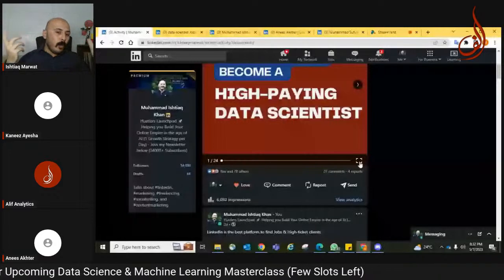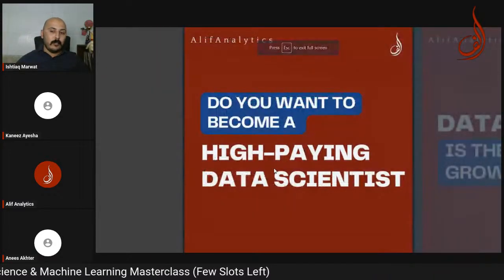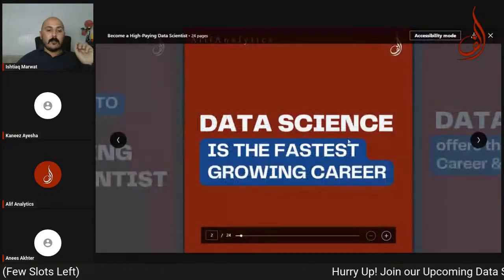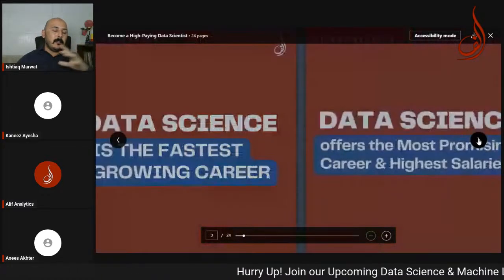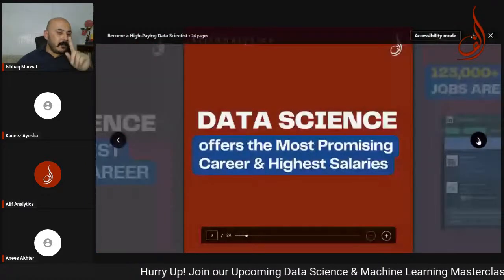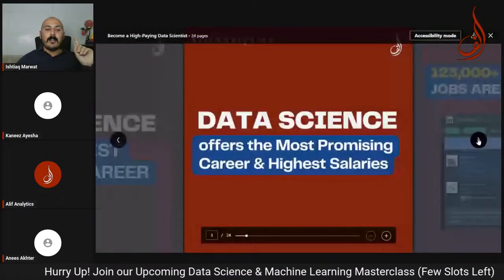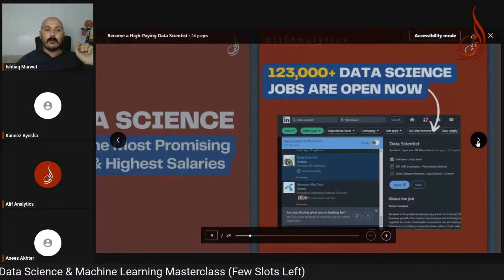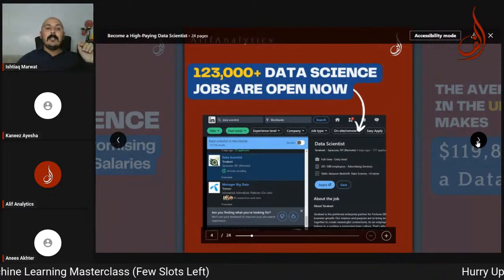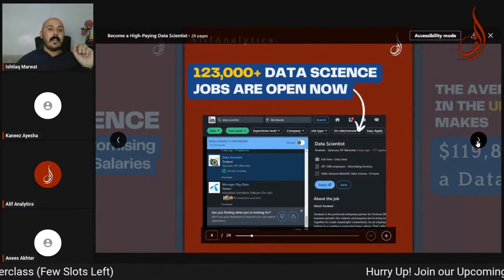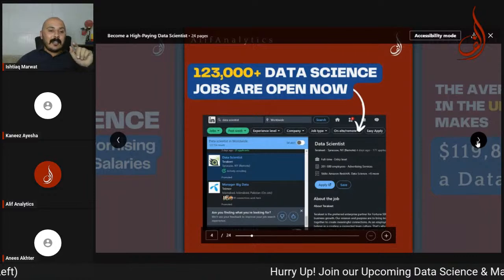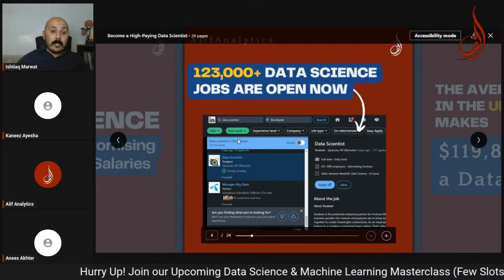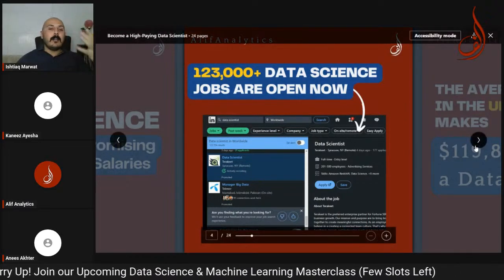If you want to become a high-paying data scientist and machine learning expert, and believe me, data science is one of the fastest growing careers in the world. There are a lot of layoffs happening, but data science is one of the stable jobs, and it also offers a promising career and high salaries. Like I told you already, there are 123,000-plus data science jobs open now, in just the past week. If I push it to the past month, then it will be around 400,000.